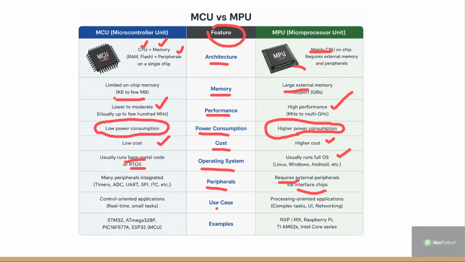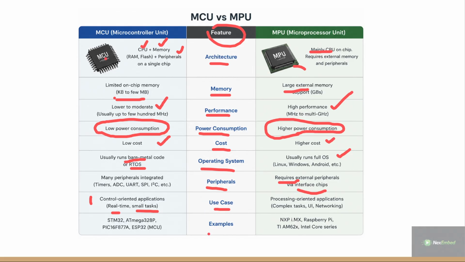Okay. And use cases. In control-oriented applications, we can go with microcontroller. It may be real-time or small tasks, then you can go with microcontroller. Like motor monitoring, sensor monitoring, those applications I can go with microcontroller. Microprocessor is used for process-oriented applications. If I am going to have multiple tasks, networking, in those places I can go with microprocessor.